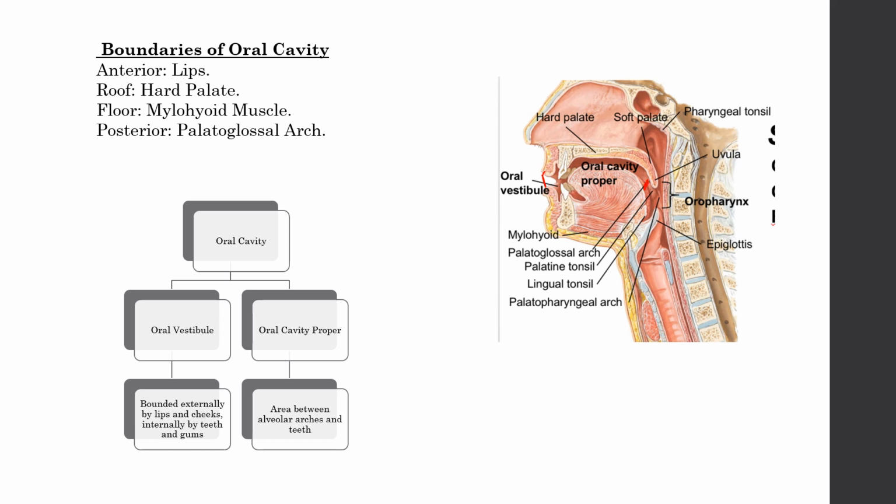The roof is made by the hard palate and the floor by the mylohyoid muscle. The oral cavity can be divided into two parts, the oral vestibule and the oral cavity proper. The oral vestibule is situated between the lips and the cheeks externally, and the teeth and the alveolar arch internally, this part. The oral cavity proper extends from the alveolar arches and the teeth up to the palatoglossal arch here.